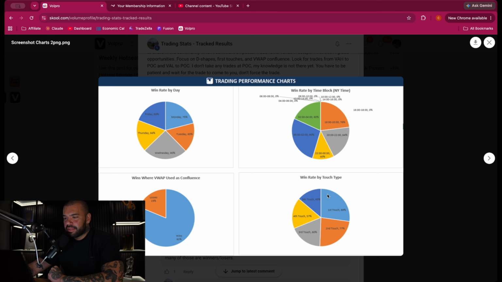And something else interesting here has been counting the win rate by how many times the levels have been tested. If you get an A rank, B rank, C rank setup, the first touch of that, 89%, second touch, 77%, third, fourth, fifth, that win rate decreases the more it gets tested, which is actually interesting. I've never tested that myself personally, but it makes a lot of sense. The first touch is often your most powerful, and he's quantifying that here as well.